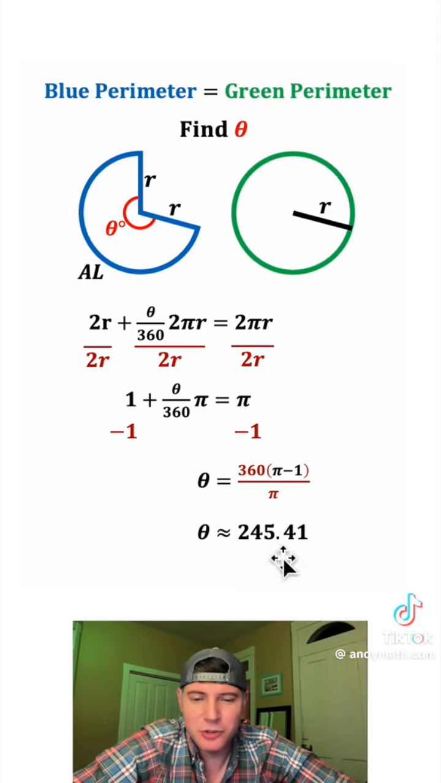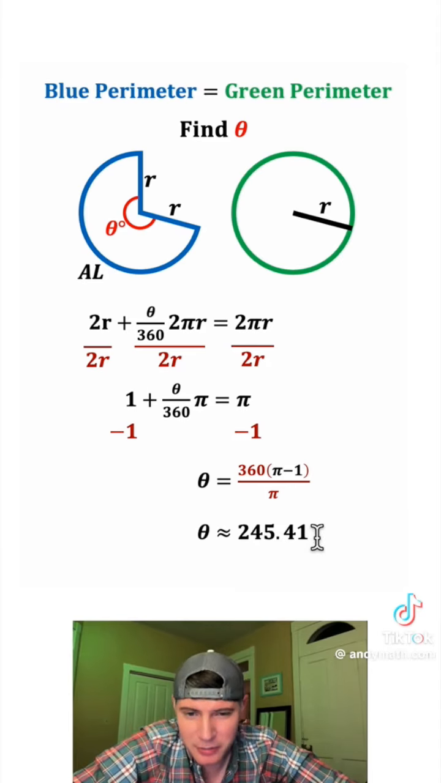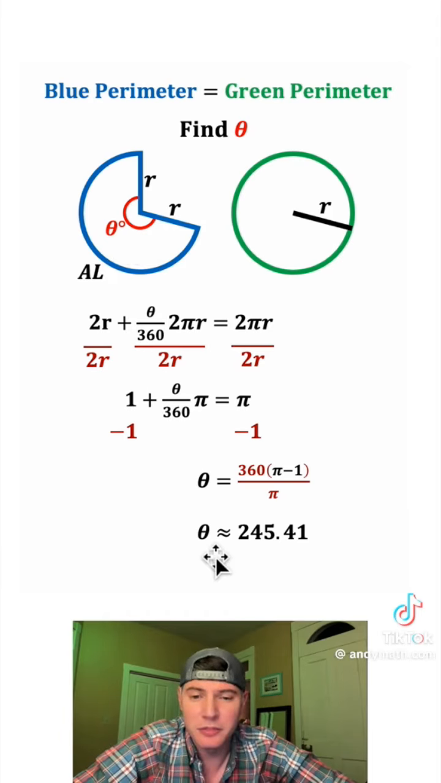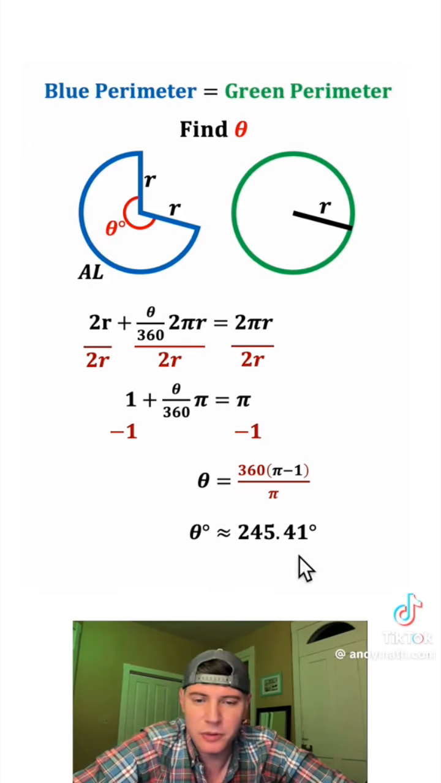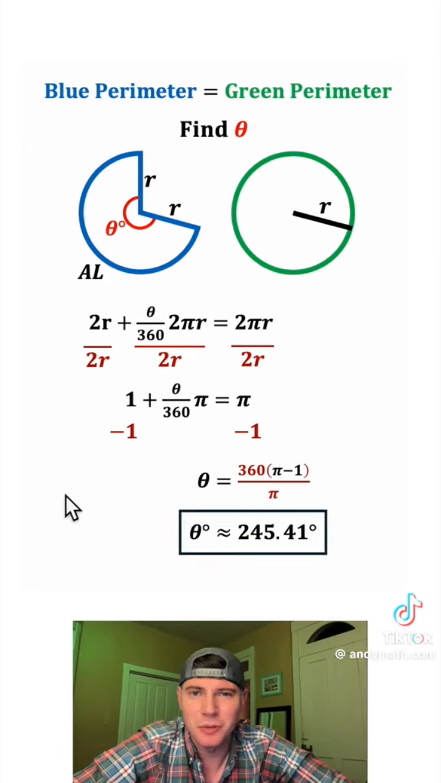And this is the answer to our question. We don't want to give it a label of degrees because if we did, this would be degrees. So if we want to give it a label of degrees, we have to make this theta degrees, which we can do. So now we have this thing theta degrees is equal to 245.41 degrees. This is the answer to our question. Let's put a box around it.